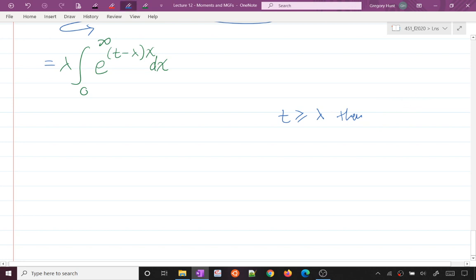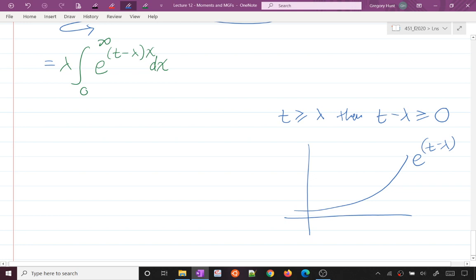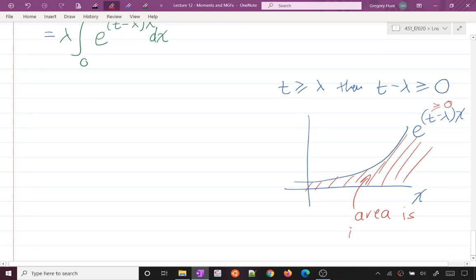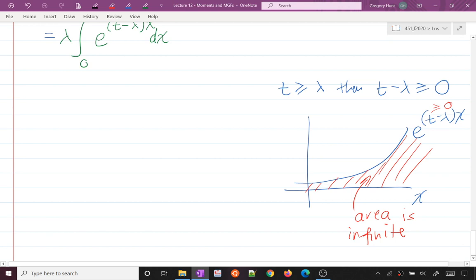Let's say if we look at t minus lambda, that thing is positive. And so if we look at the function of e to the (t minus lambda) x over values of x, this thing looks kind of like this. It's a positive number here. This thing is bigger than or equal to 0, and so it's this exponential function. And the area is going to blow up. So the area is infinite here. So in this case, this integral is actually not going to converge.